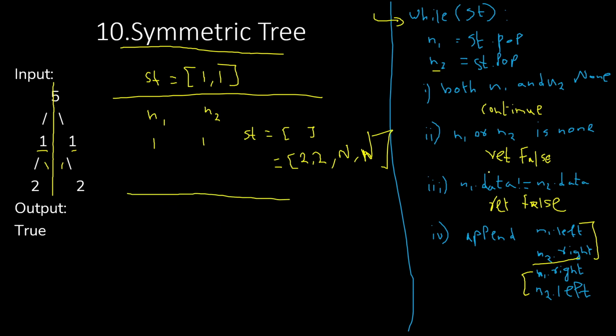Now this loop has been completed. Now stack is not empty, so while loop will accept the condition and it will repeat the same steps here. Now n1 will be 2 here and n2 will be 2 here. Now inside the stack what we have? Inside the stack there are two none elements here because there are no elements, so address of this element is none. So there are two elements now, which is fine.